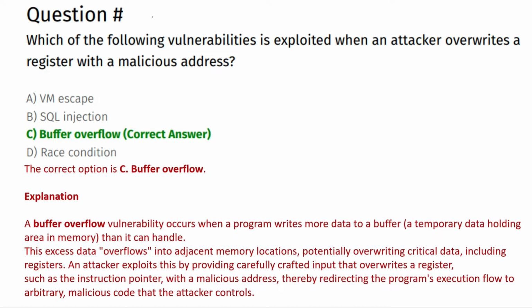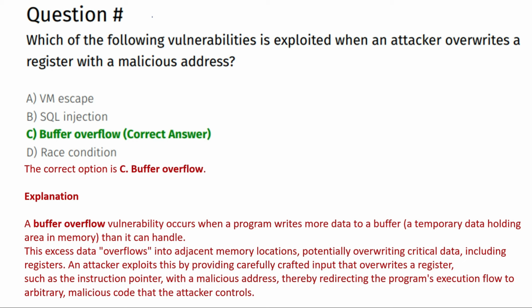And this is the question, which of the following vulnerabilities is exploited when an attacker overwrites a register with a malicious address? Option A, VM escape. Option B, SQL injection. Option C, buffer overflow. Option D, race condition. And the correct answer for this question is option C, buffer overflow. So let's check the explanation.